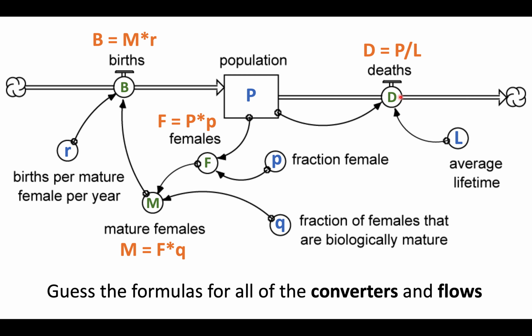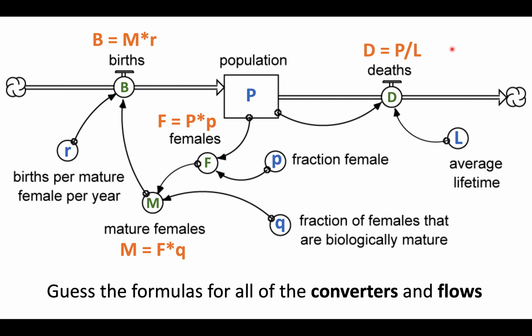So the only other formula we're left with is the death rate. And this is a familiar one from the bacterial example. So this has nothing to do with females. It's just in general, the average lifetime of every individual in the population is L. And so P divided by L gives us the death rate out. So be able to look at a relatively simple stock and flow diagram like this, try to get an idea of what's going on, and then make some guesses about these things.